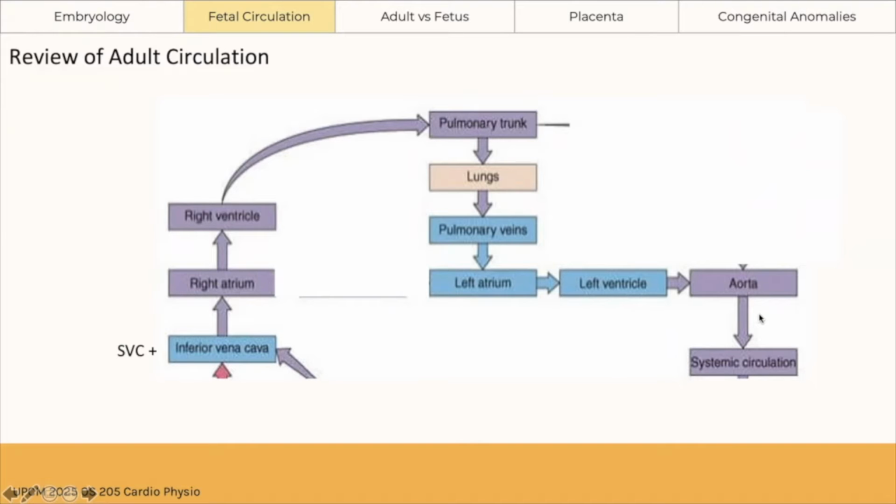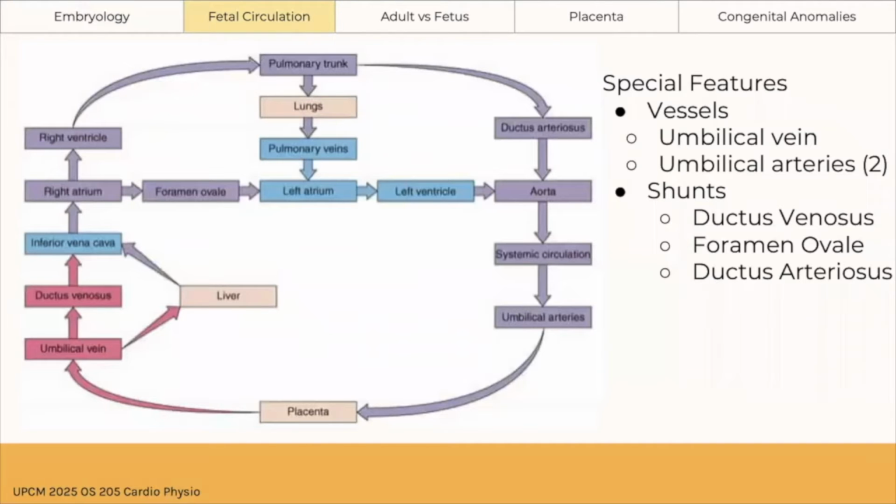So your fetal circulation is much the same with a little bit more additions. So you have special features such as vessels and shunts. So you've added your umbilical vein here, your umbilical arteries, because there are two, as opposed to your umbilical vein, which only has one. Your shunts, which are your ductus venosus, your foramen ovale, and your ductus arteriosus. So we will be discussing these vessels and shunts.